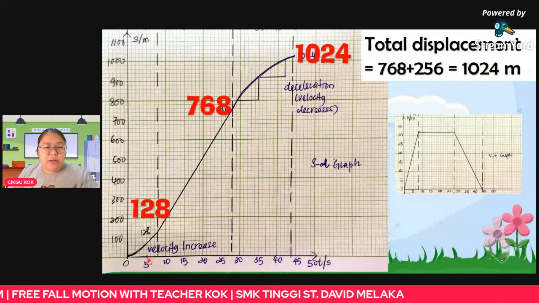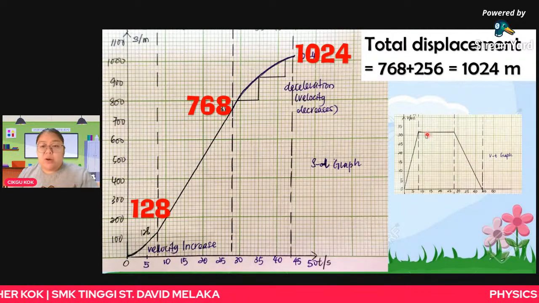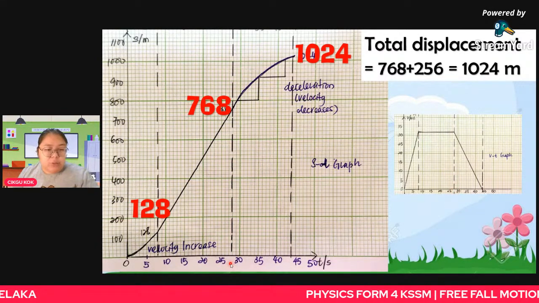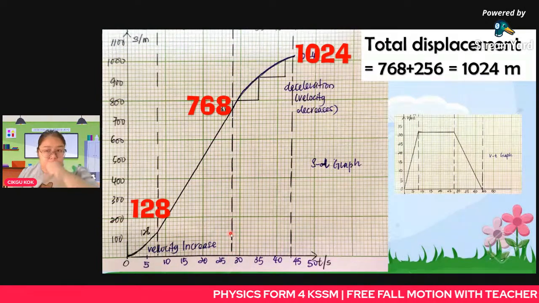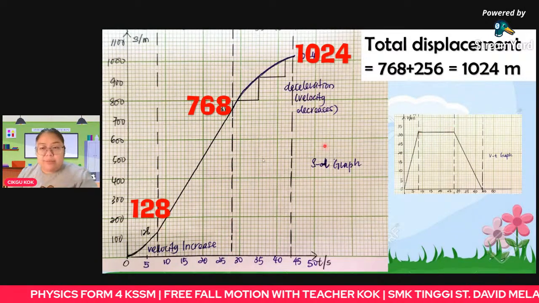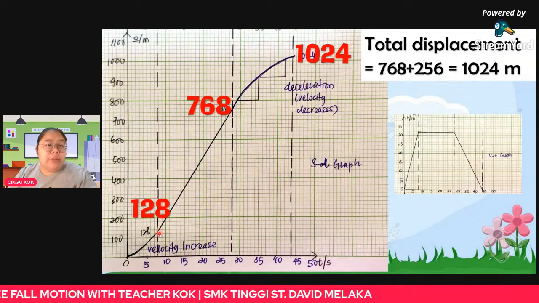Okay, after 8 seconds, they become constant velocity, is it? Constant velocity until 28 seconds. So until 28 seconds, I will stop for the constant velocity. So constant velocity means flat. For the ST graph, it should be a straight line up. Okay, straight line up.